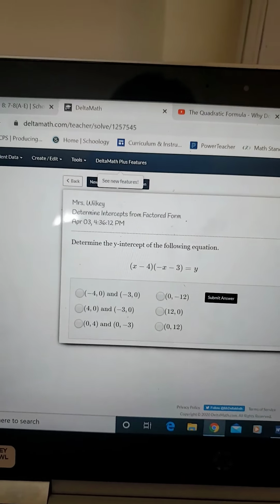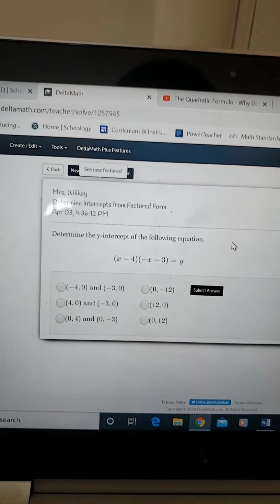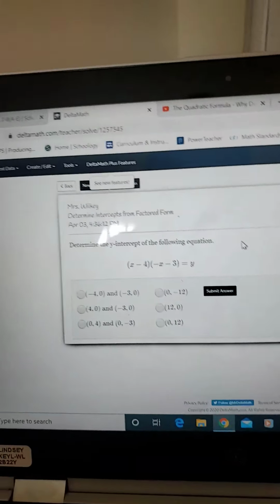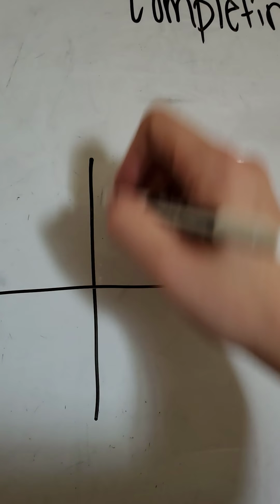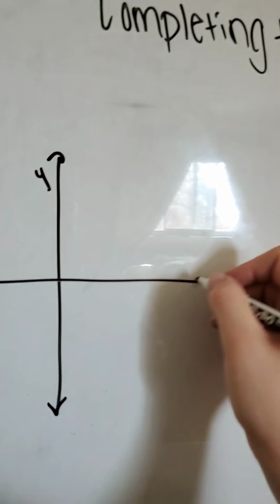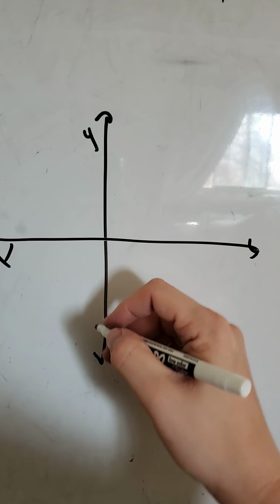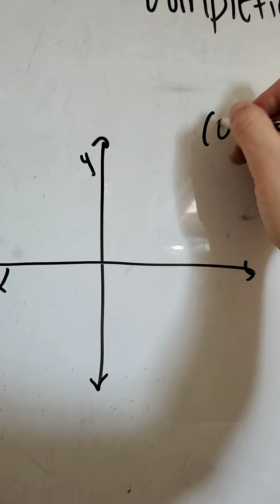Okay, so determine the y-intercept of the following equation. Okay, and what we need to do, first of all, a y-intercept, right? A y-intercept needs to be on the y-axis, right? On the y-axis somewhere. A y-intercept needs to be on the y-axis, which means the x value of the y-intercept must be 0.